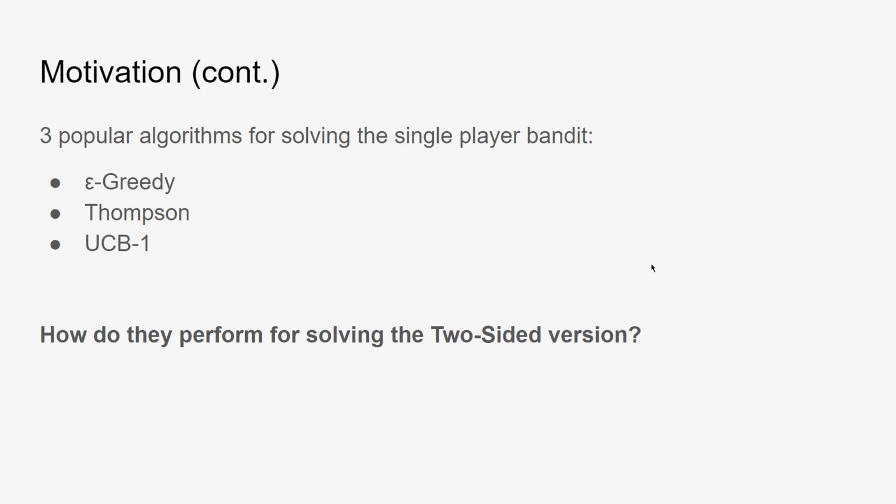There are three popular algorithms for solving this single-player bandit: AlphaGreedy, Thompson, and UCB1. The motivation of my project is to find out how they perform for solving the two-sided version.